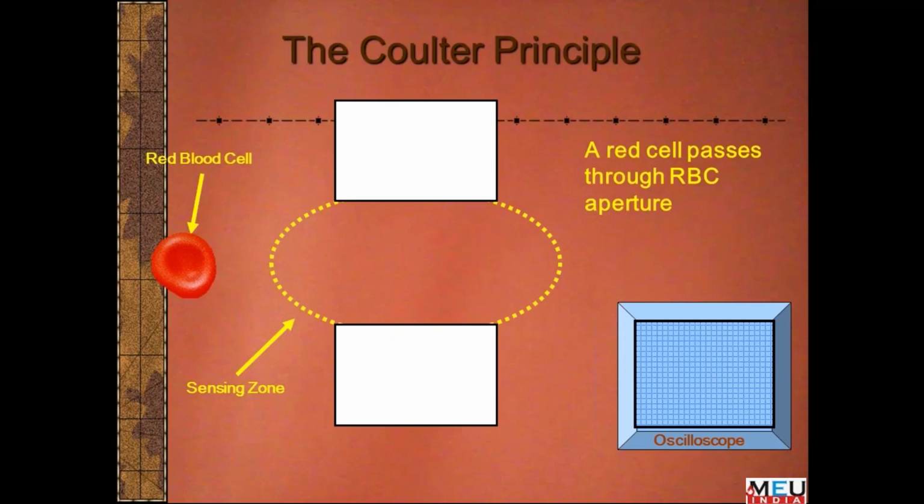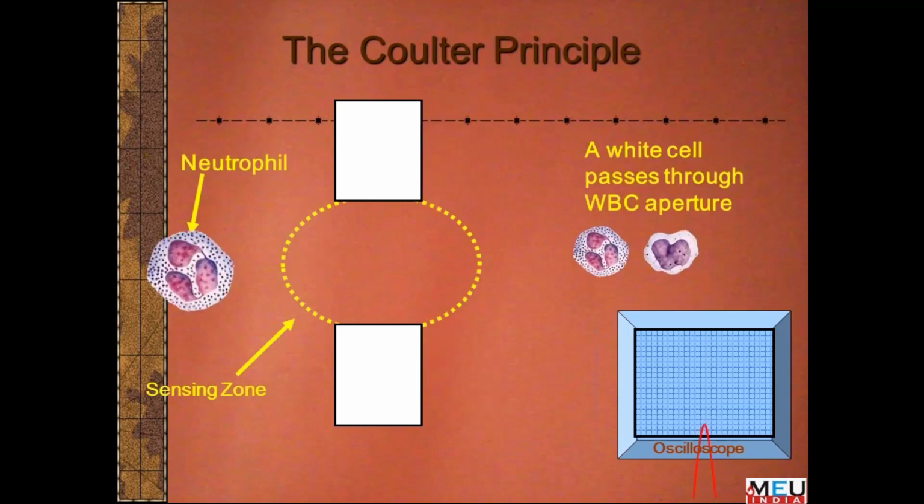See, RBCs pass through two electrical impulses, and they produce an impulse on the oscilloscope. Similarly, the WBCs, neutrophils, lymphocytes and monocytes all produce an impulse. But if you see, the impulse produced by the neutrophils is at a different place. The monocytes is different, and the lymphocytes is at a different amplitude.